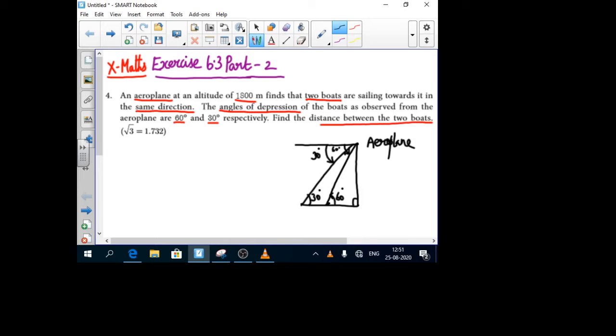Next the altitude. Altitude means the height at which the airplane is flying, that is height. That is given as 1800 meter. These are the things they are giving in the question. So we have to complete the diagram. So I write it as A, B, line of sight. So C, D, E. புரியுதான்னு பார்த்துக்கோங்க. B is the position at which the airplane is flying. D and E are the two boats. I complete the diagram.